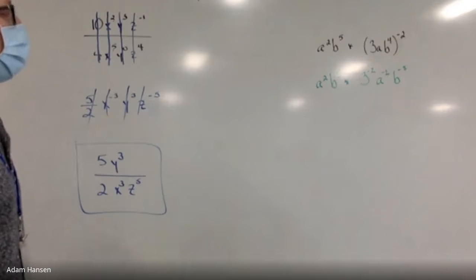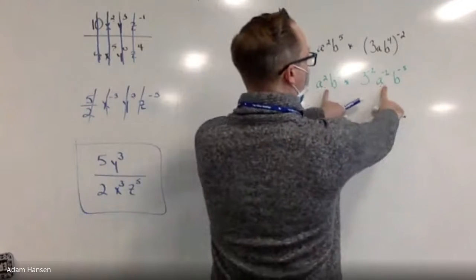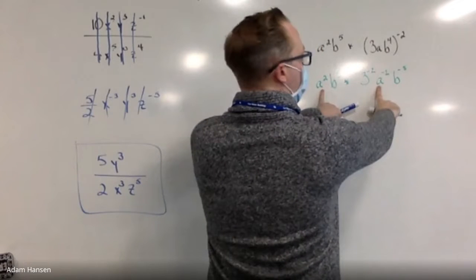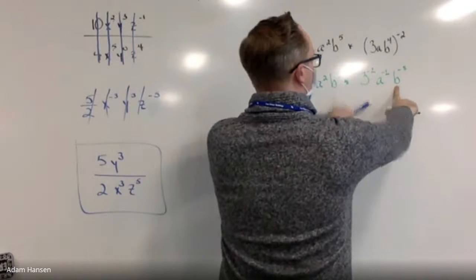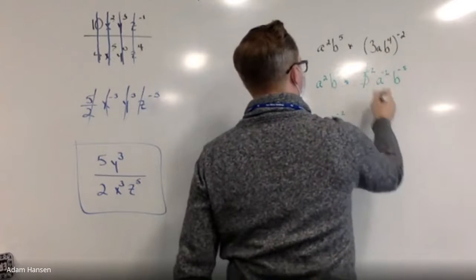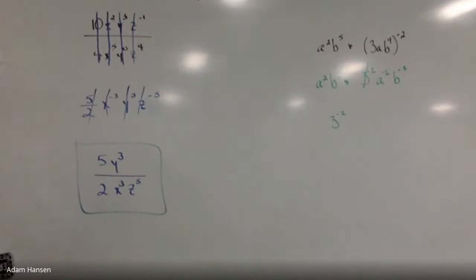Okay, now I see I need to multiply these together next. I've got a pair of a's to multiply together and a pair of b's to multiply together. I need to take a squared times a to the negative second and b to the fifth times b to the negative 8. So let's just bring down the 3 to the negative second and combine the a's and b's.